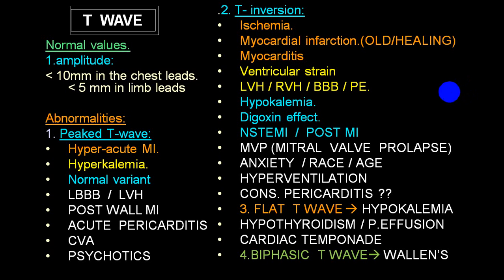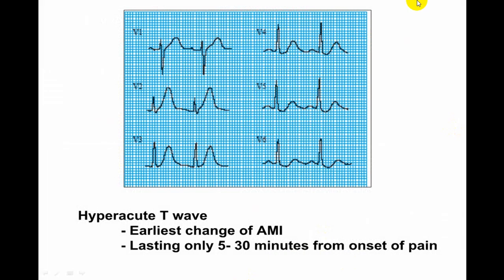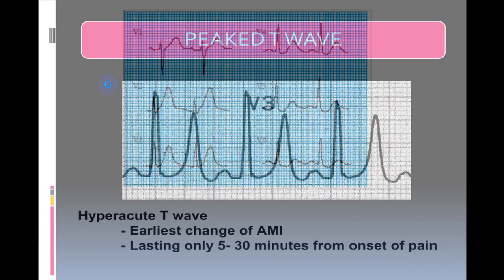These are important. Now you can see here there is a tall T wave. The initial segment is longer than the second segment, so it is asymmetrical. It is taller than the R wave. It is tented, and there is a broad base. This is suggestive of hyperacute MI. Hyperacute T wave changes in an MI.